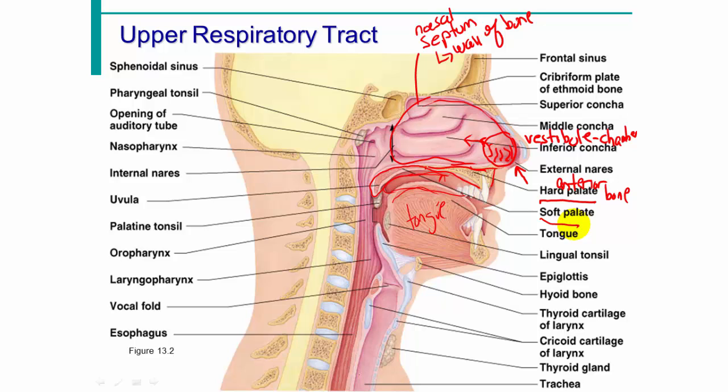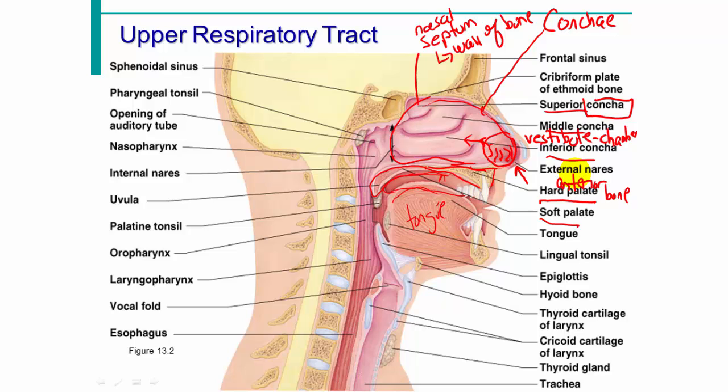The soft palate is not made of bone, it's made of cartilage. Okay, if we go back to the nasal cavity here again, the nasal cavity has in it something called conchae. I'm going to write this right here, conchae. This is in the nasal cavity. And you'll notice there's three: there's superior, there's middle, and there's inferior concha.